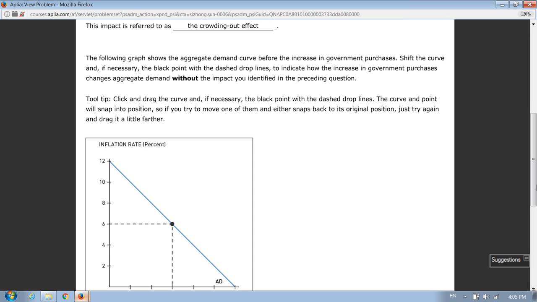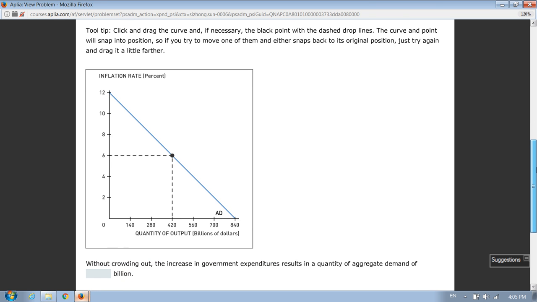The following graph shows the aggregate demand curve before the increase of government purchases. Shift the curve if necessary. Use the black point with the dashed drop lines to indicate how the increase in government purchases changes aggregate demand without the impact you identified in the preceding questions. So if the government increases purchases, increases spending, this aggregate demand curve should shift to the right.